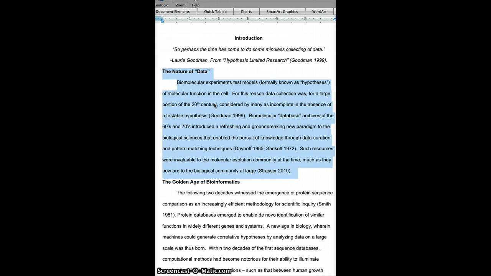Strasser, 2010. Man, I like the way that sounds. That flows off the tongue. And there are different types of readers. There are some readers that skim, there's some that look for keywords. Everybody's looking for something different. Everybody's got their own agenda. And you've got to realize that.